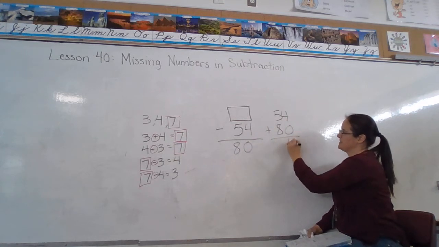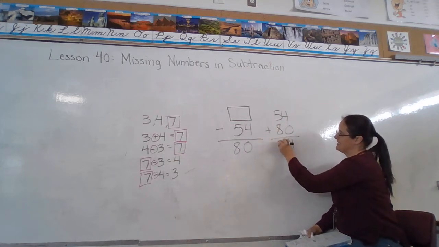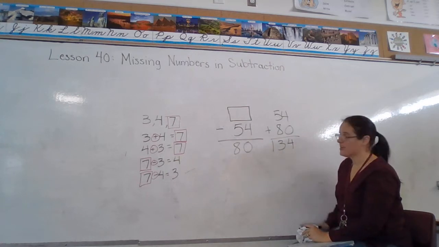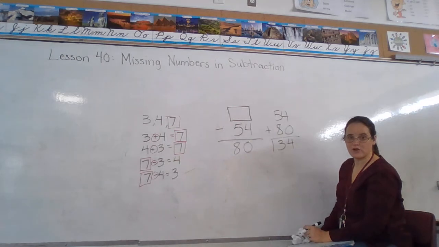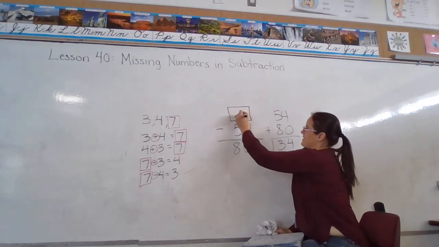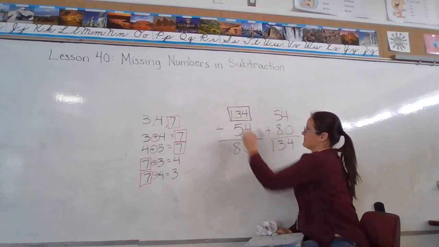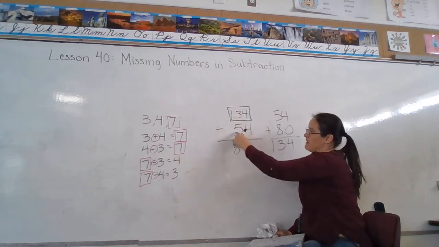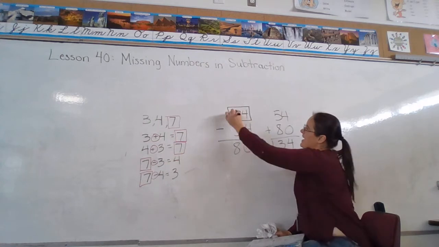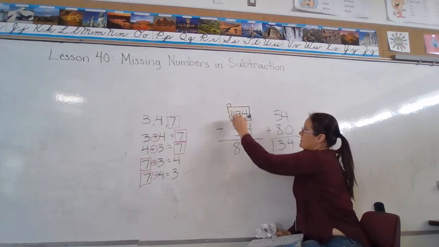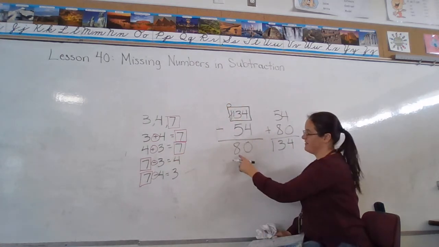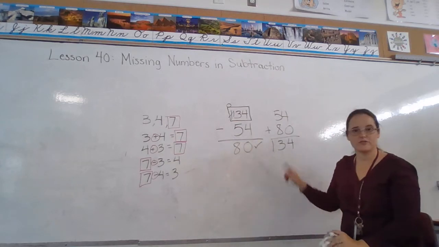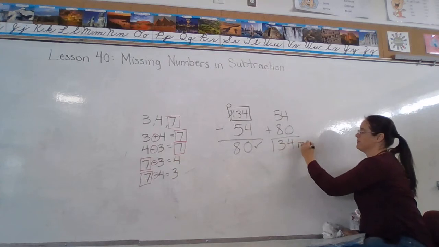4 plus 0 is 4. 5 plus 8 is 13. And I think he had 134 marbles to start with. So let's fill that in. 4 minus 4 is 0. 3 minus 5, can't do that, have to borrow. So now 13 minus 5 is 8. I was correct. He had 134 marbles.